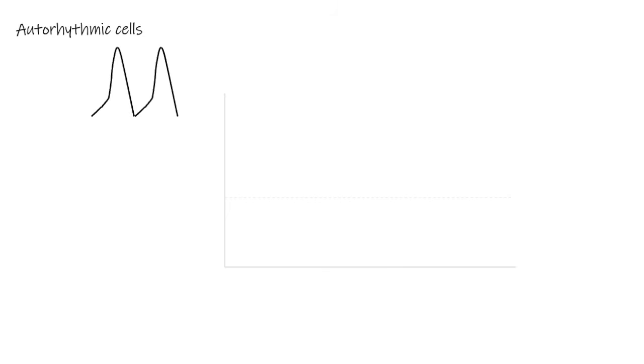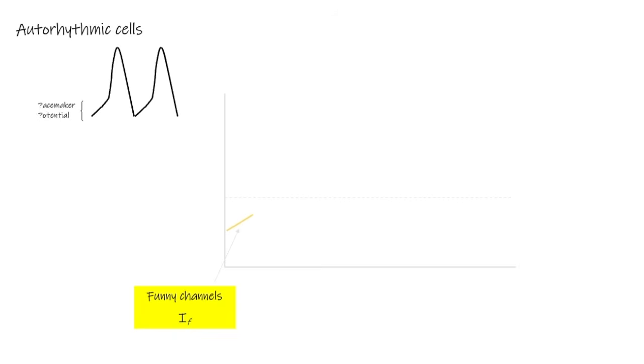Now let's compare that with the second major type of cardiac cell, the autorhythmic or pacemaker cell. These cells behave differently. Contractile cells have a relatively stable resting membrane potential. Pacemaker cells do not. Instead, after repolarization, the membrane potential immediately starts slowly drifting upwards toward threshold once again. This gradual spontaneous depolarization is called the pacemaker potential.